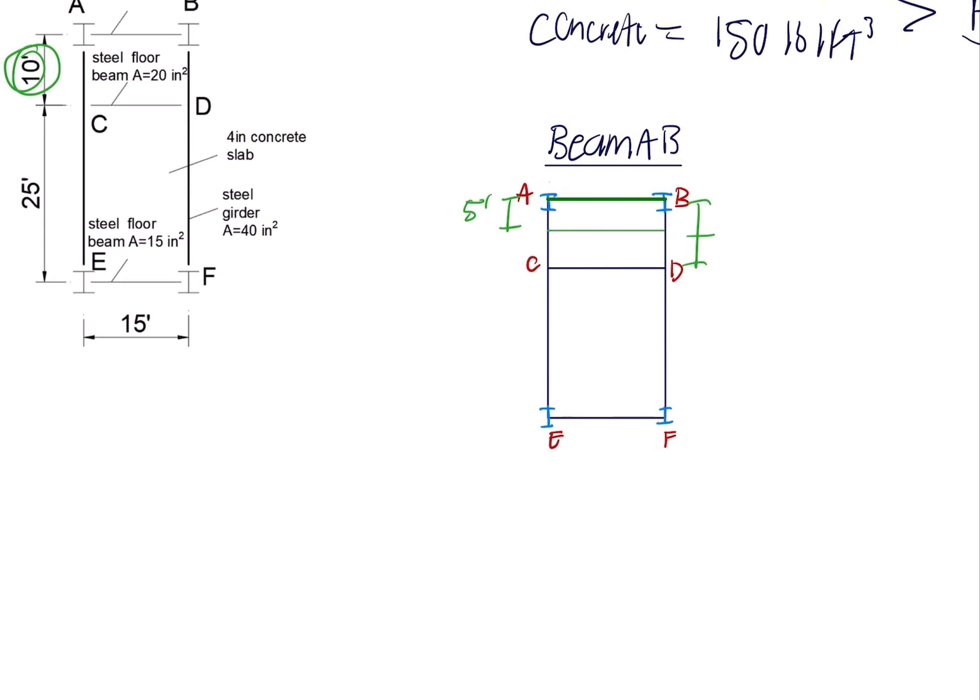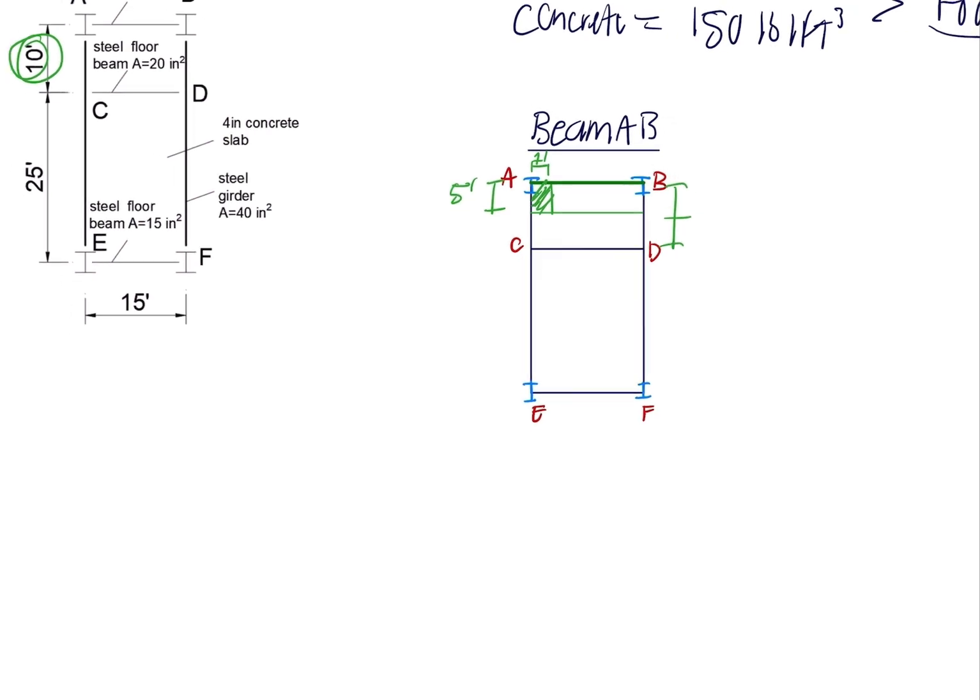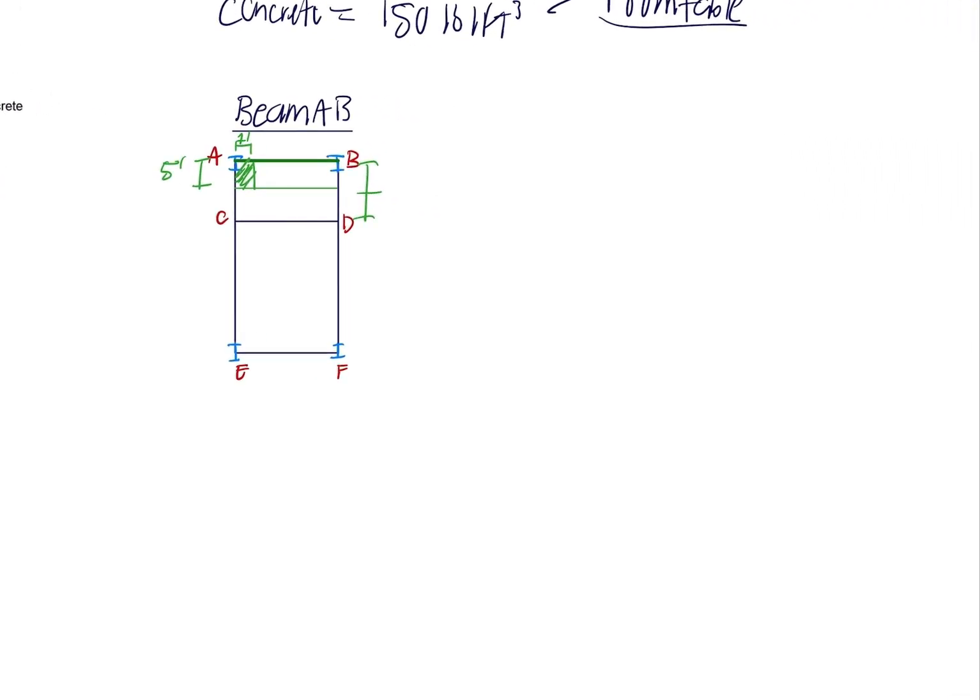And once again, we will do the 1 foot here. And the shaded part will be the tributary area that we are going to calculate it for. And now, something different from the previous problem, we will have to take into consideration the thickness of the slab of concrete.